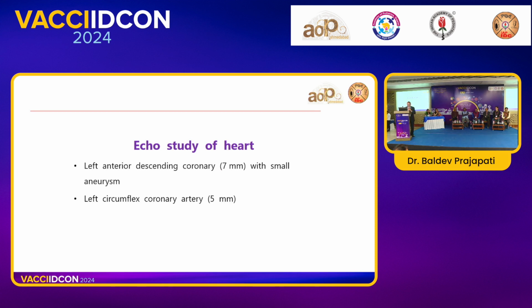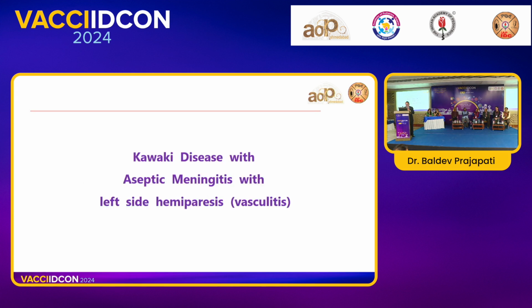Echo was done, and that showed coronary dilatation. And even the left coronary circumflex branch was also involved. And that was the case of Kawasaki with aseptic meningitis, with even left-side hemiparesis due to the vasculitis.